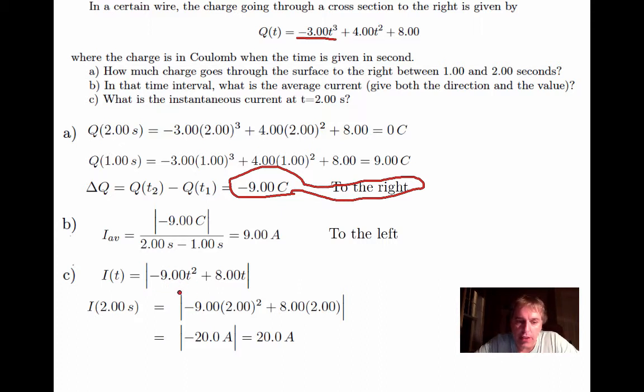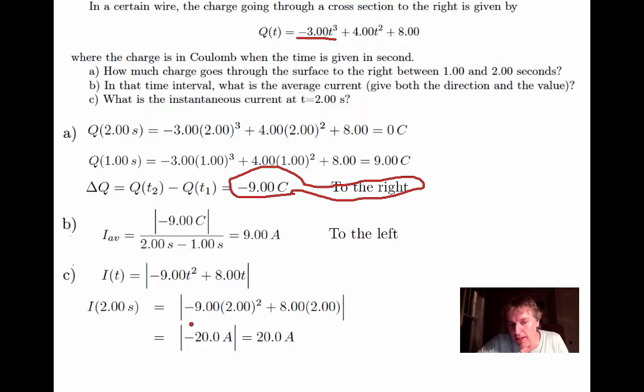So you do that, you get minus 9 times 2 squared plus 8 times 2. So minus 36 plus 16. So we get minus 20. And we take the absolute value here, we get 20 amps. This is the instantaneous current at 2 seconds. Okay. Now, what's the direction?